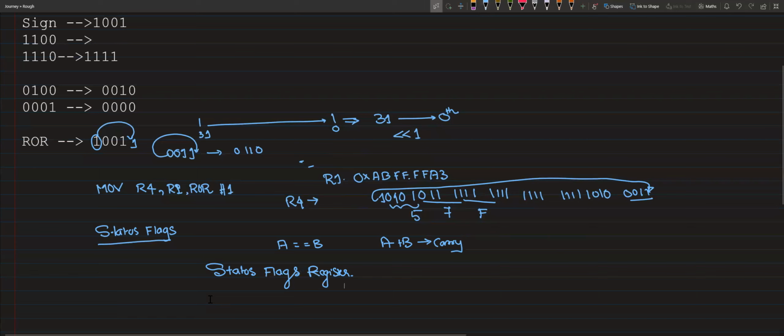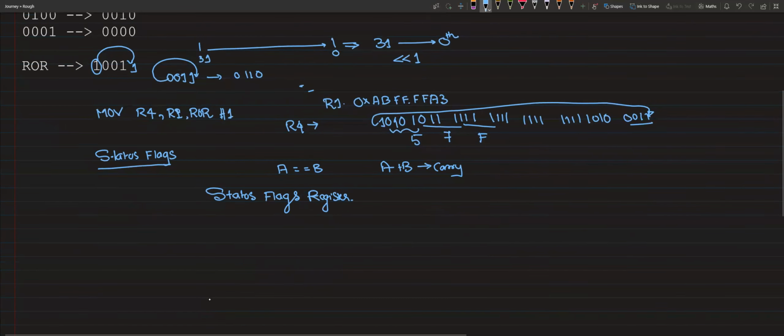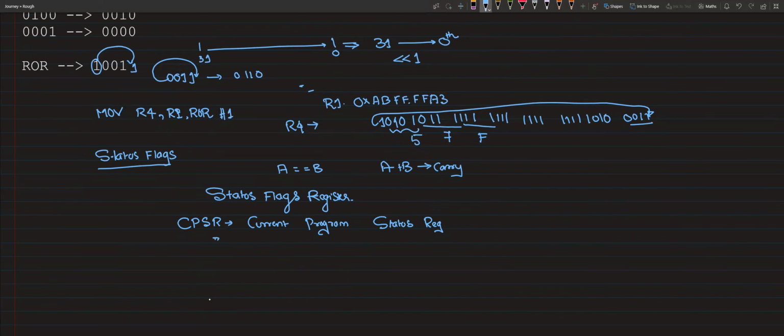The status flag register we have in the ARM processor is called CPSR. Do you know the full form of it? Current Program Status Register. It is also a 32-bit register.